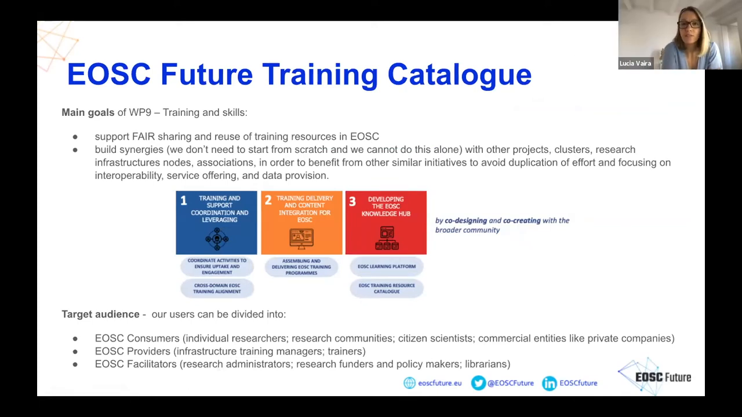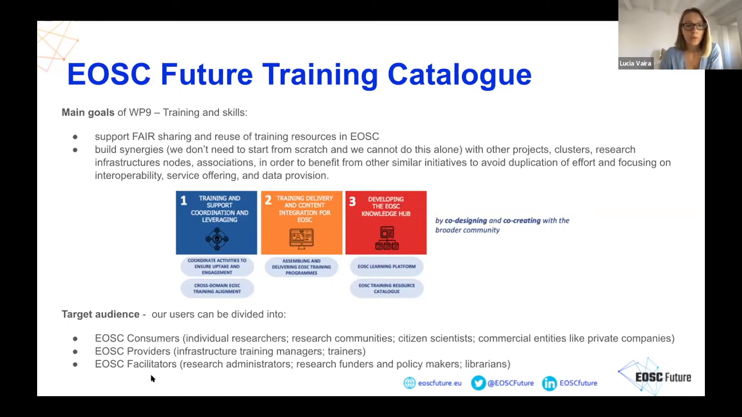I'm Lucia Vaira from Lifewatch ERIC. I'm representing here the WP9 of EOSC Future since I'm involved in this project. The main goals, as you can see in this slide, are support FAIR sharing and reuse of training resources in the EOSC ecosystem, and also build synergies, since we don't need to start from scratch, since we cannot do this alone. So we need to build synergies with other initiatives, other projects, associations, research infrastructure, since we have to benefit from both results and objectives of other initiatives in order to avoid duplication of efforts.